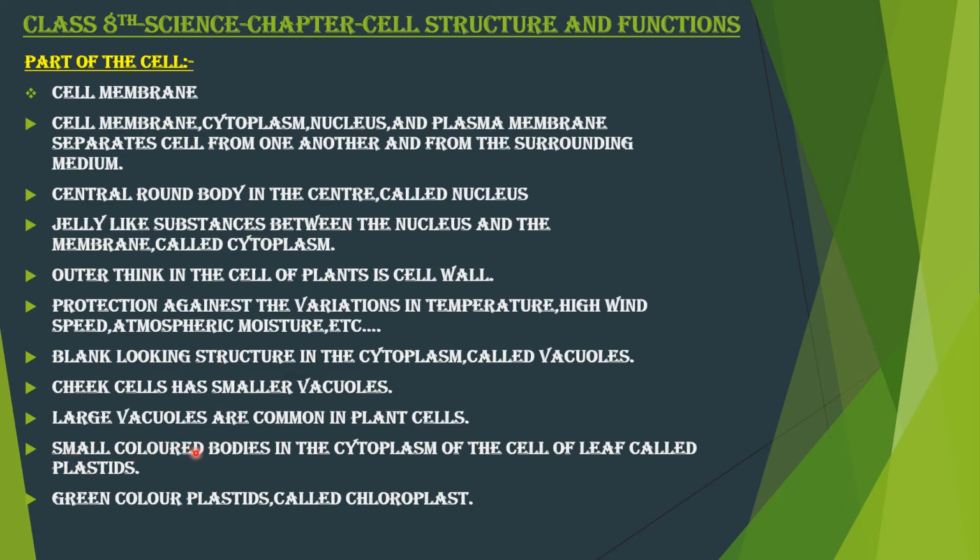Small colored bodies in the cytoplasm of the cells of a leaf are called plastids. Green color plastids are called chloroplasts. In plants the chloroplast appears. By the help of the chloroplast, chlorophyll is produced in the leaf. Small colored bodies in the cytoplasm of the cell of the leaf are called plastids, and by the plastids and chloroplast, chlorophyll is produced. By this, the plants can make food.